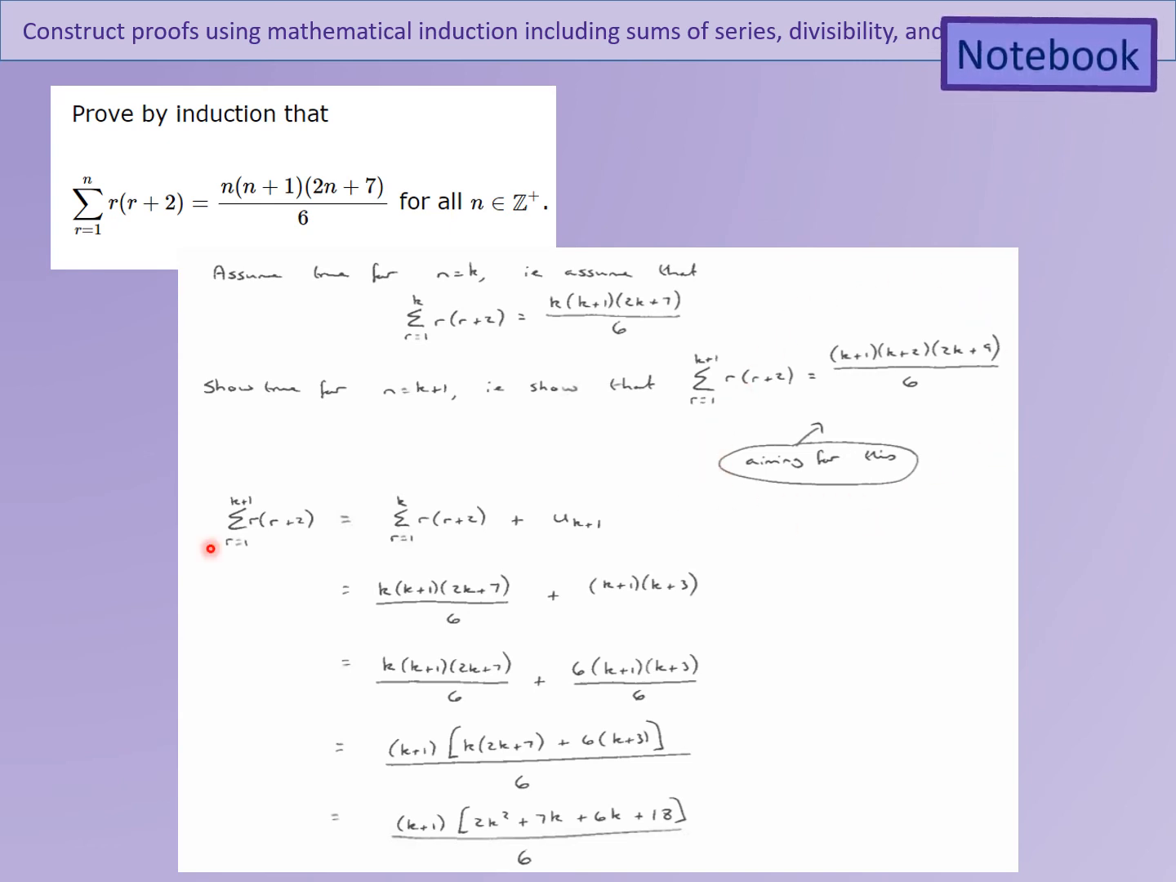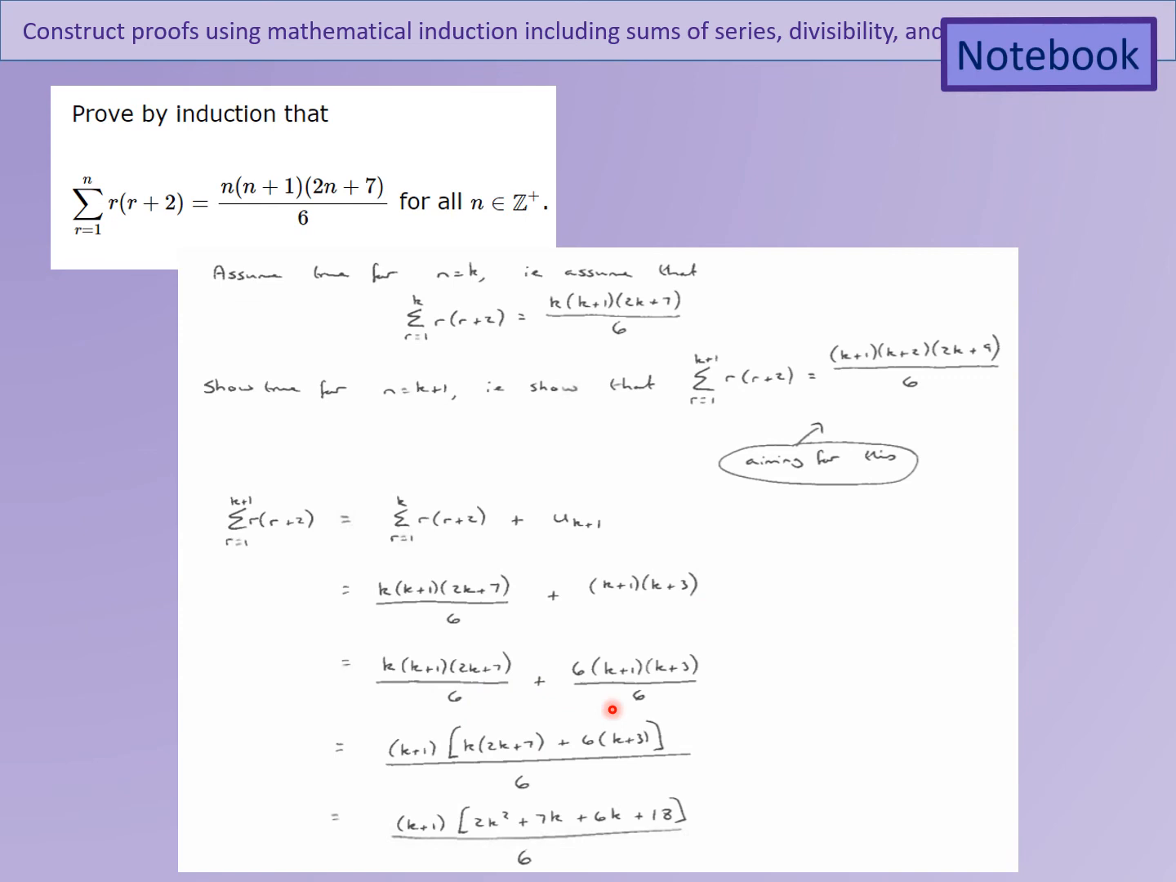So we're going to do this by starting with the sum from r equals 1 to k plus 1 of r, r plus 2. We're going to say, well, this is the sum of the first k terms from r equals 1 to k plus the extra term, which is the k plus 1 term. We can use our assumption that this sum here is k, k plus 1, 2k plus 7, all over 6. And then we know that the k plus 1 term is just the rule r, r plus 2, but with k plus 1 substituted in where r is. So we're going to add on k plus 1, k plus 3.